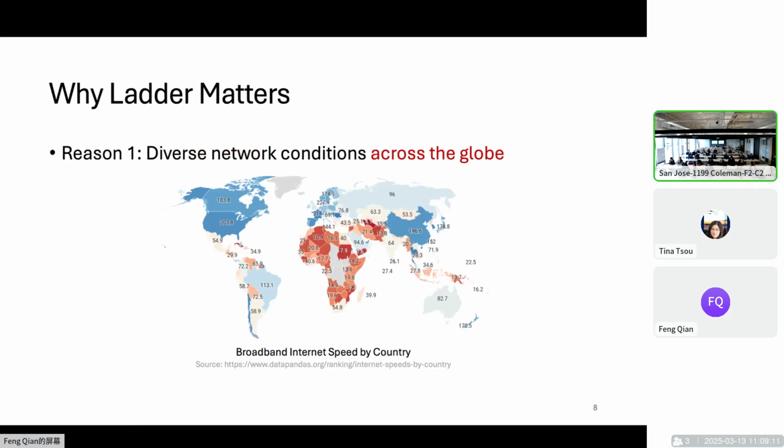The first reason is that if you look at the network speed distribution across the globe, some countries have very good network infrastructure, but in some developing countries the internet infrastructure is a little bit poor. So we have to use different ladders in different areas. For example, in the US, where the infrastructure is good, we can have a ladder with higher resolutions. But in, for example, Africa, we will probably have a ladder configuration with lower qualities.